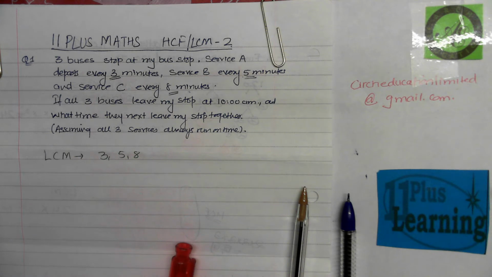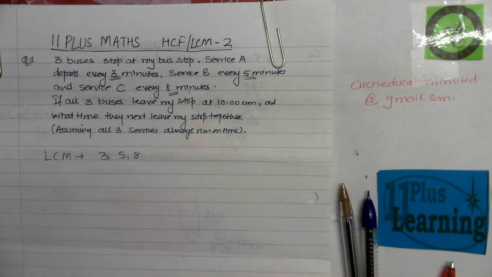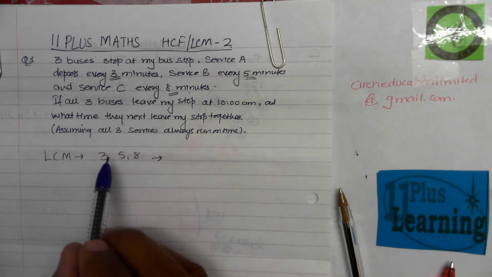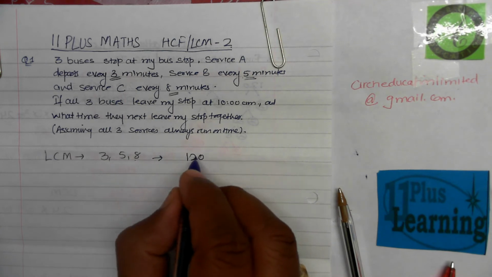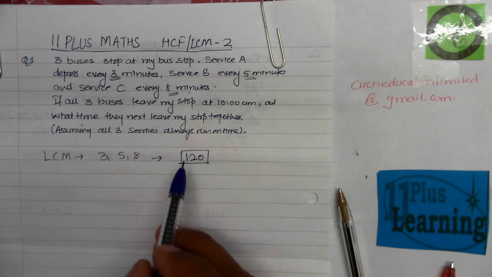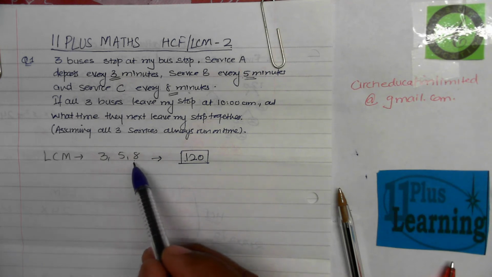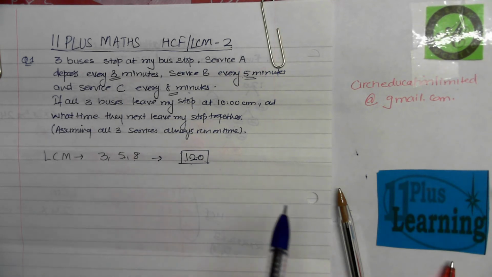Because the numbers are very small, very simple, you can just work this out in your head, or looking at the 8 times table, or if you want to use the method, you can use the method we learned in the last video as well. So the LCM is actually a big number because they don't have any common factor, so it will be 120. I think 120 is the first number which comes in all 3 times tables. You can check: 8 goes into 120, 5 goes into 120, 3 goes into 120.